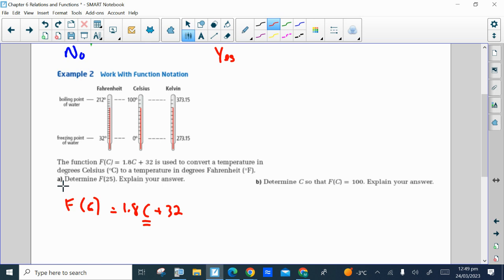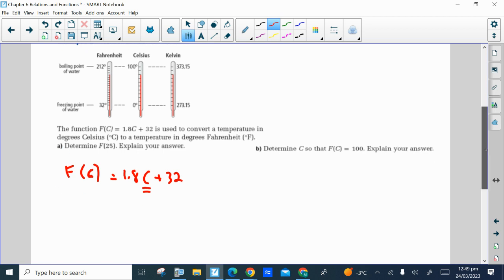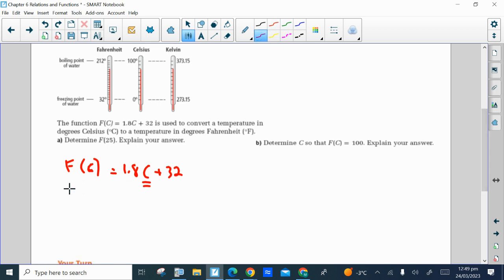So part A says determine f at 25 and explain your answer. If you write f at 25 and compare it to what we have above, what's happened is that the c in the bracket has been replaced with a 25. Which means you're going to replace the c in the equation with 25. And then you work it out.